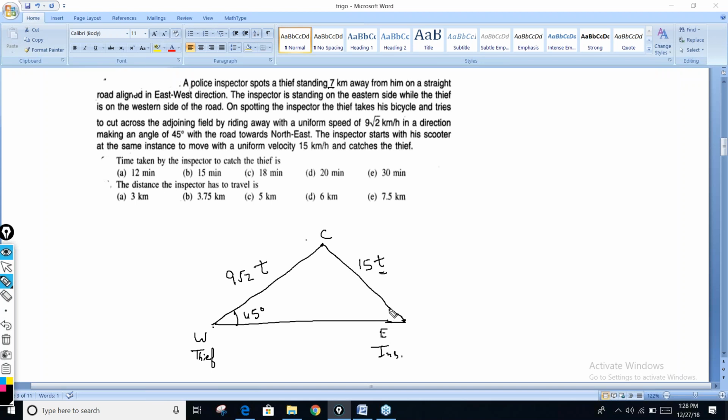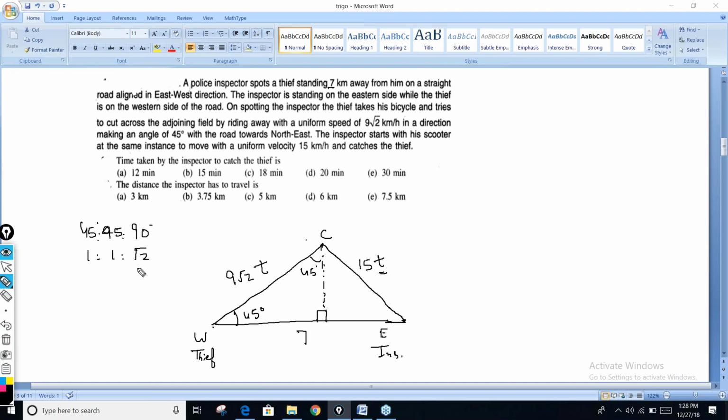This angle is not known, right? But we know this part: it's 7 kilometers. That is 7. This is 9 root 2 t. This is 15t. So what I do is drop a perpendicular here. If I drop a perpendicular here, this is 90 degrees, that is 45, so this will also be 45. And in a 45, 45, 90 triangle, what is the side ratio? The side ratio is 1 is to 1 is to root 2. So this side and this side will be the same.